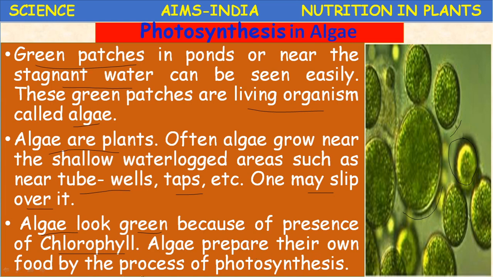Algae prepare their own food by a process called photosynthesis. Don't think that only there are green algae. There are red algae also there, the blue algae also there. There are different types of algae depending upon the type of pigment present in it. Okay, if the carotenoids are present, red or orange color. So there are different classifications of algae, which you are going to study in higher classes. But whatever it may be, the green algae undergo photosynthesis.